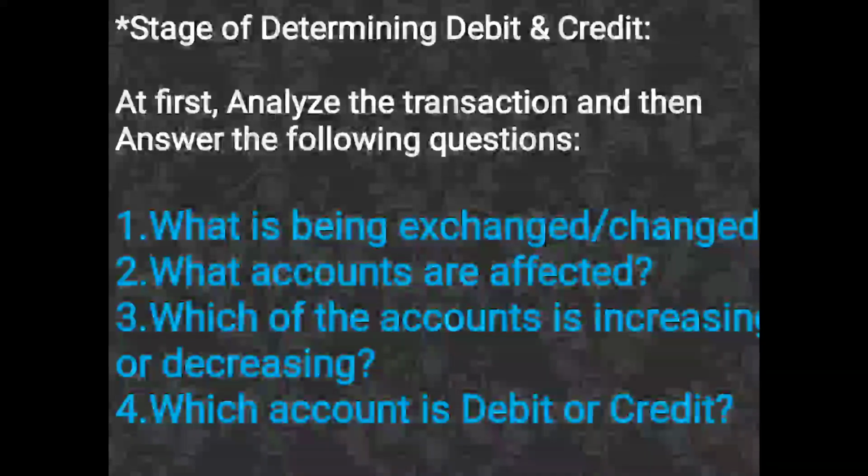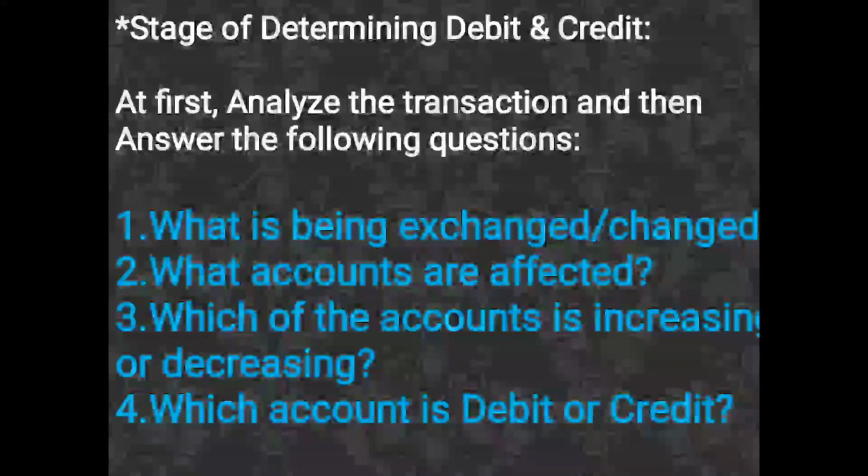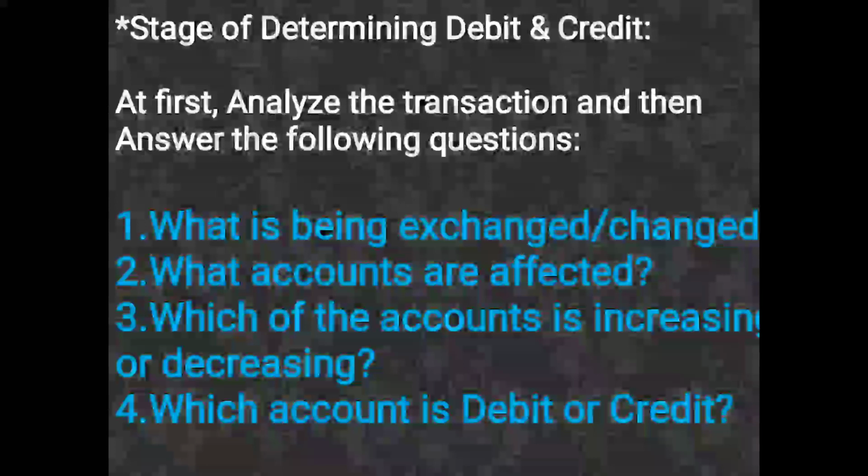Now, how to determine debit and credit? There are stages or steps of determining debit and credit. At first, analyze the transaction and then answer the following questions. Number 1, what is being exchanged or changed? Number 2, what accounts are affected? Number 3, which of the accounts is increasing or decreasing? Number 4, which account is debit or credit?